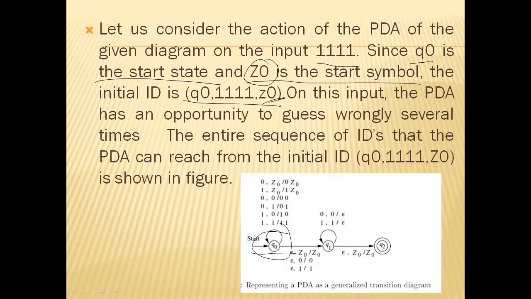On this input, the PDA has an opportunity to guess wrongly several times. Generally, we may have different choices for a particular input. So sometimes we may choose the right things and sometimes we may choose the wrong things also. The entire sequence of IDs that the PDA can reach from the initial state to the final state will be shown in the next diagram. Assume this is one constructed PDA.